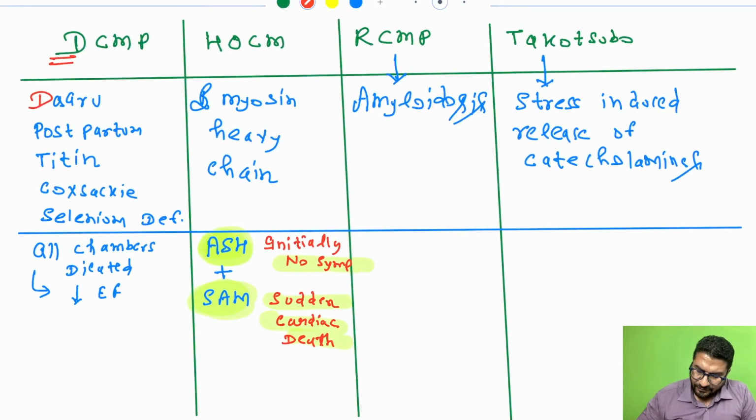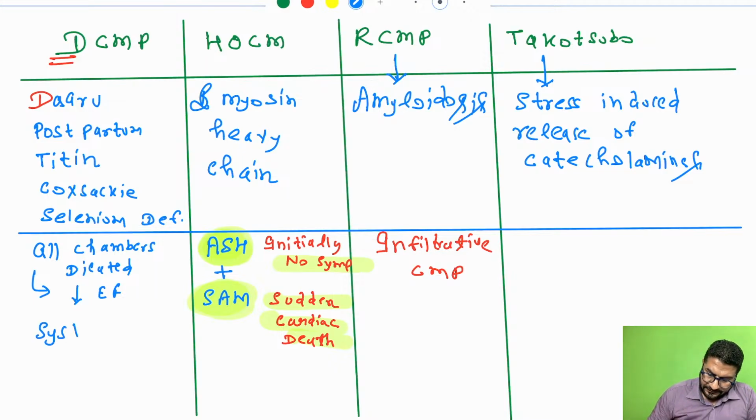In restrictive cardiomyopathy, you will notice there is infiltration. So we also call this infiltrative cardiomyopathy. Right? Now अब आपसे पूछते हैं कि कहाँ प्रॉब्लम आएगी, तो देखो DCMP में तो सिस्टोल डायस्टोल दोनों खराब हो जाएगा. You can notice here you will see systolic as well as diastolic dysfunction.